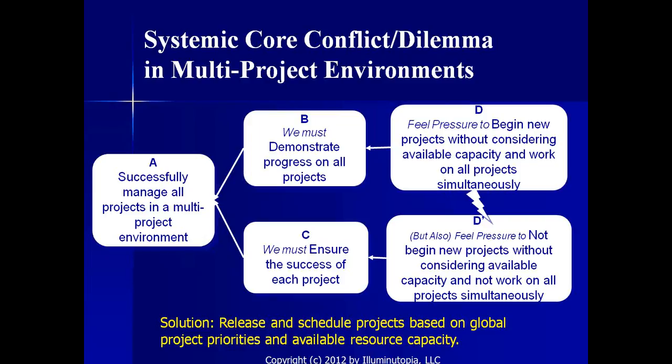The solution is to release and schedule projects based on global project priorities and available resource capacity. So one of the things that we need to do is look at all the projects that we're doing and prioritize them in terms of importance. And that will determine when we schedule them, in sequence of importance.